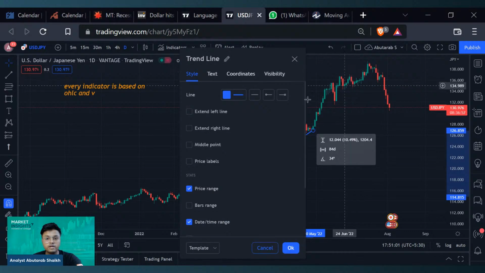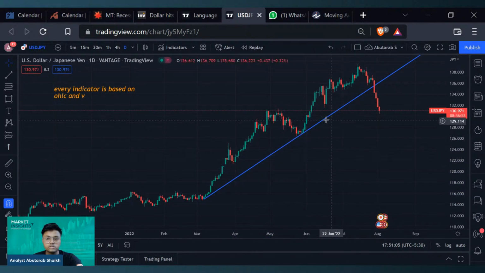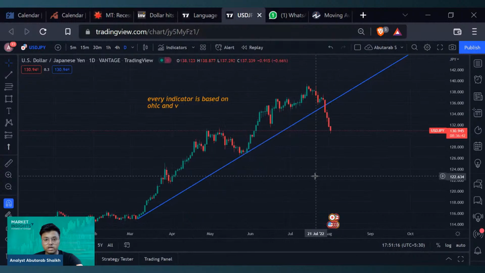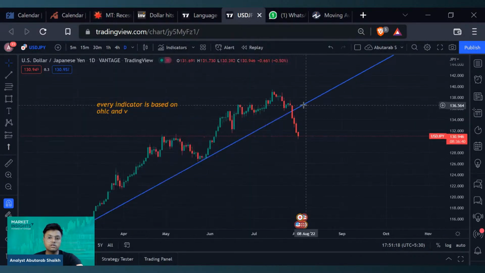Just giving you some tips and tricks. That is not the way to do it, right? Because I know this is a trend line I've just drawn. We join the lows in case of an uptrend. You already know this. You go back to our first video and you see how to make a trend line properly. So this is the way I have drawn this line.